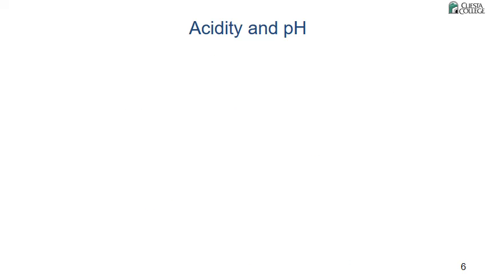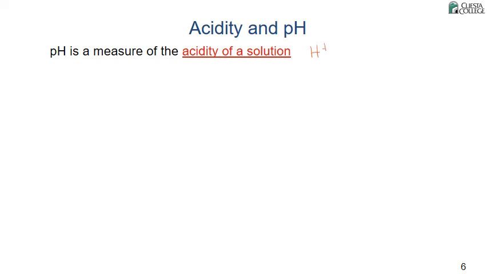pH is a topic that's often discussed along with acids and bases. The pH of a solution is simply a measure of the acidity of the solution, or a measure of how many H+ ions are given in a particular volume of solution. pH is calculated by taking the base 10 log of the H+ concentration, or of the H3O+ concentration, and changing the sign.